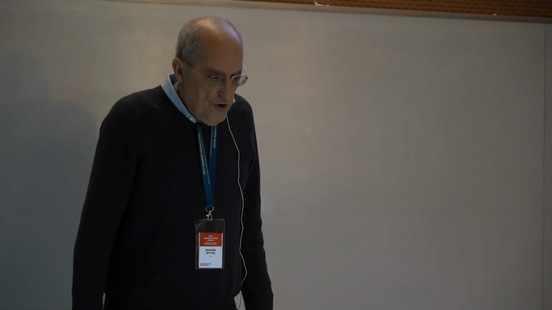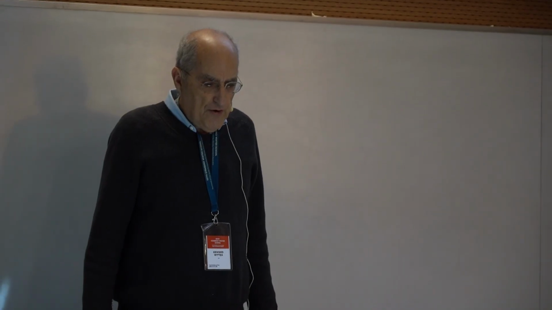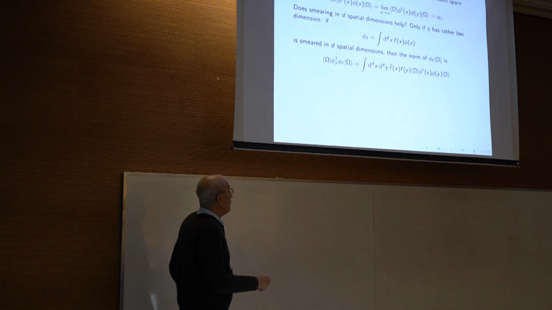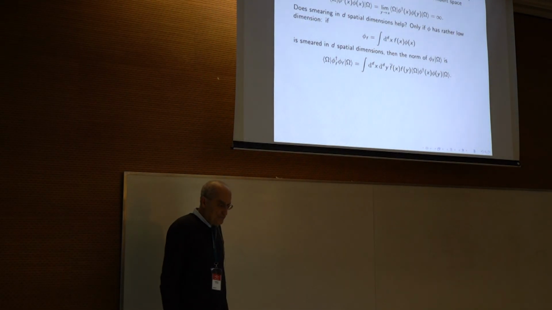Now, does smearing in spatial dimensions help? We'll take d spatial dimensions, which could be all of the spatial dimensions, or maybe a subset, if we were interested in a cut of the black hole horizon. Well, smearing in spatial dimensions only helps if phi has rather low dimension. So, for example, we let f of x be a smooth function of compact support, so a smearing function, supported in space at time 0, although I didn't write that explicitly. And then by phi sub f, I mean the smeared operator. And then we want to know whether phi of f acting on a Hilbert space state remains in Hilbert space. So we have to compute the norm of phi of f on omega, which is this. And it's given by this smeared two-point function of omega.